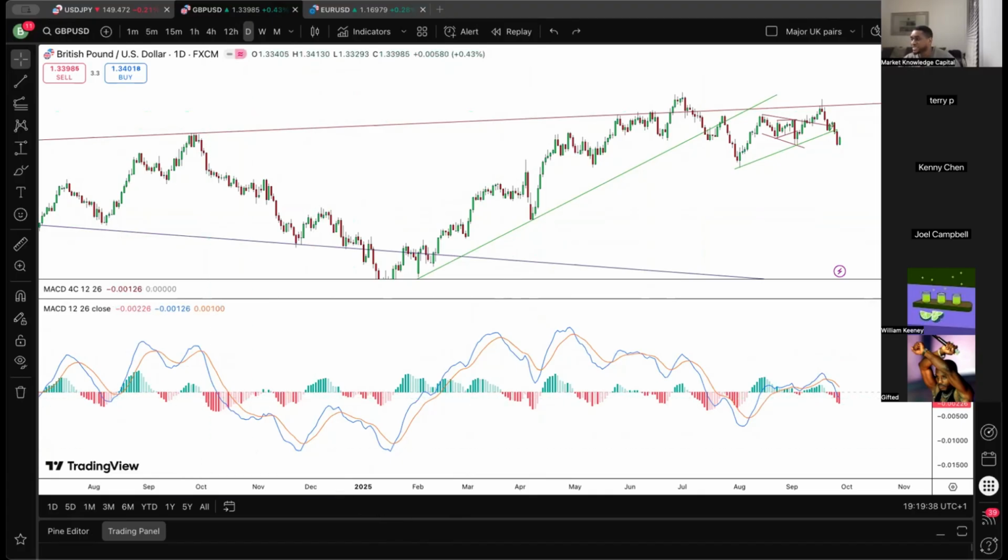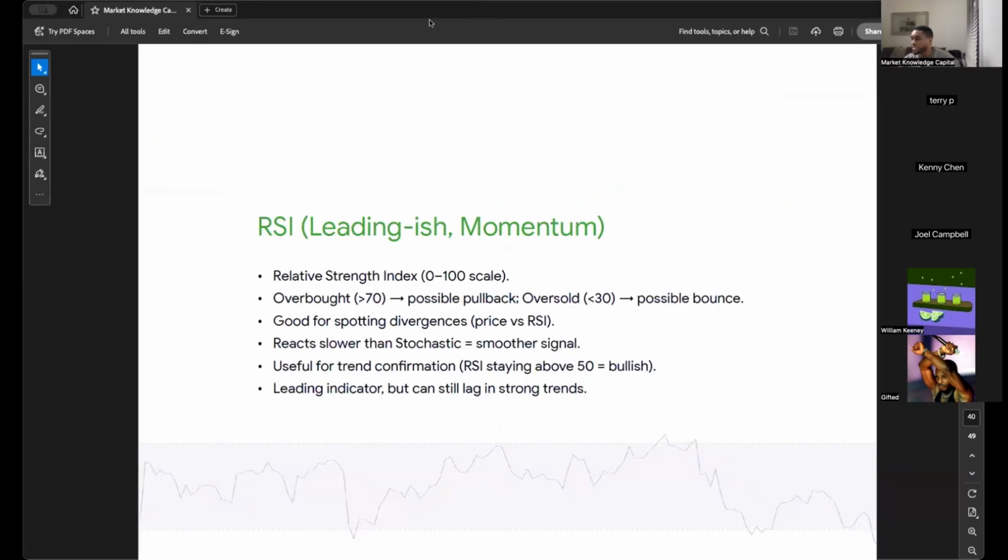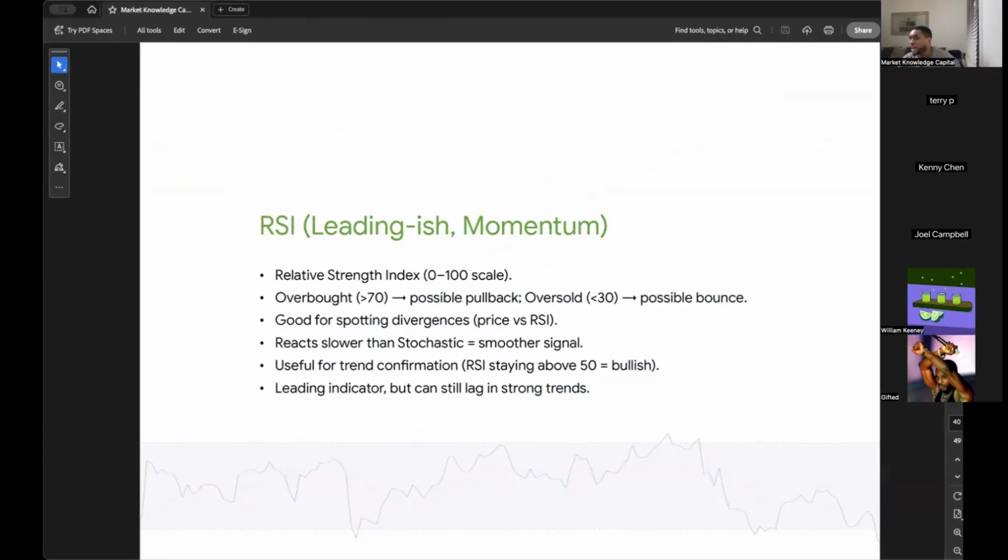So that's the MACD. Now, the second one we're going to go into is the RSI. So I just want to know from any of you guys, do any of you know what an RSI is? Feel free to unmute your mics as well. Have any of you even used an RSI before? As I said, I know it's very popular. I personally don't use it, but I'd be very interested to hear if any of you guys have ever used the RSI tool.